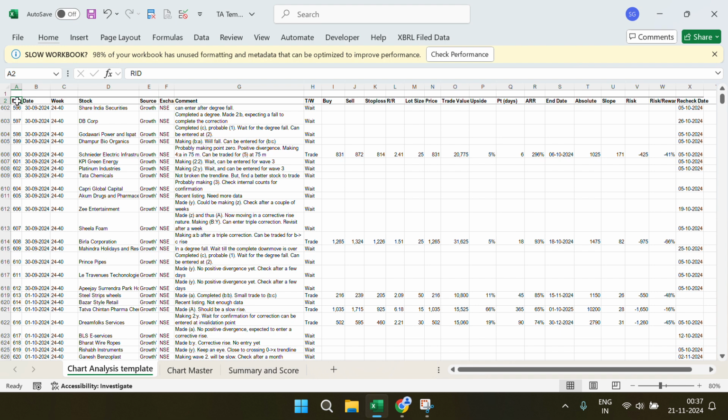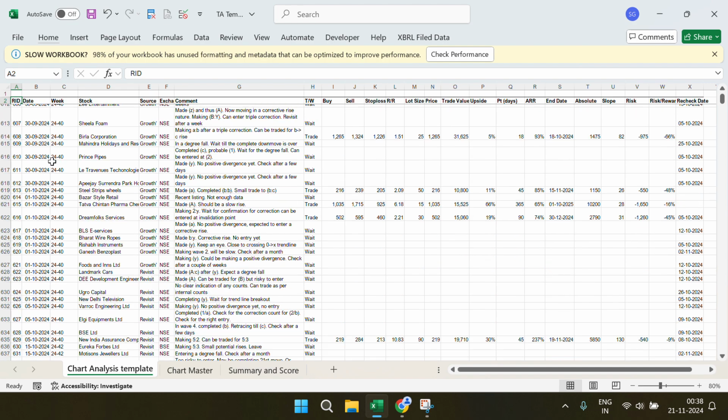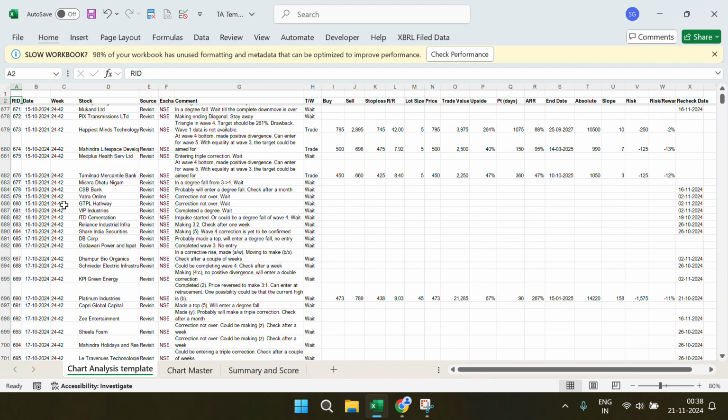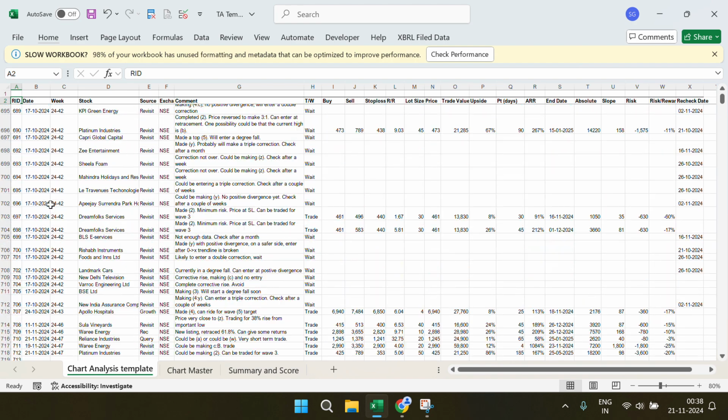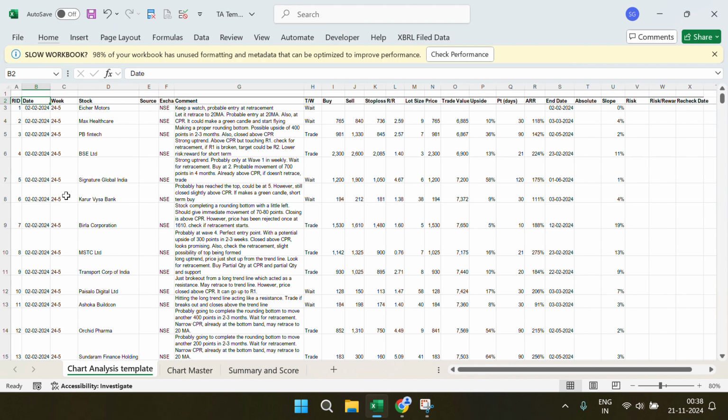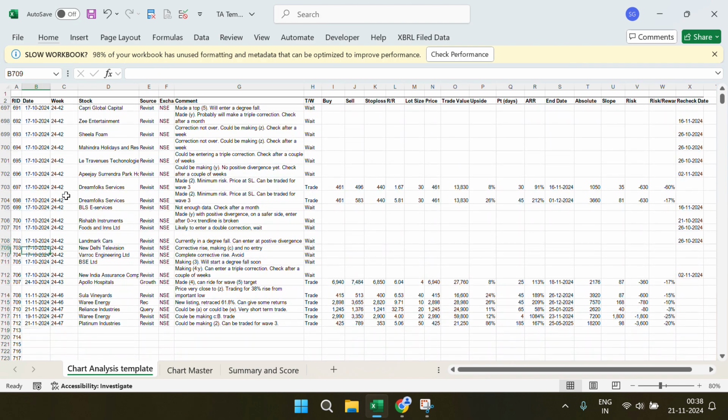Now, the first part here on the left side is something I call RID. It is like a research ID. That means that whenever I analyze a chart, it gets a number in the sequence. This is something that I've analyzed in the last couple of months, I think it starts with February or so. So a lot of analysis, and every analysis has a research ID, which is what my trade is based on.